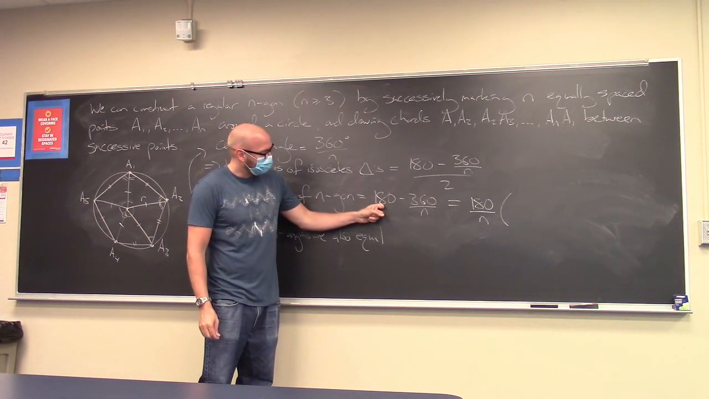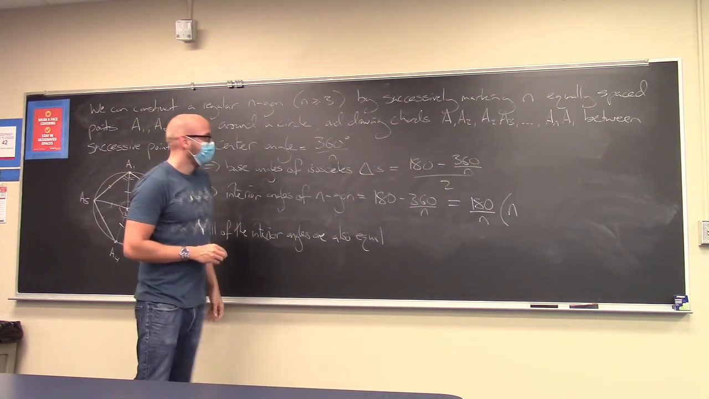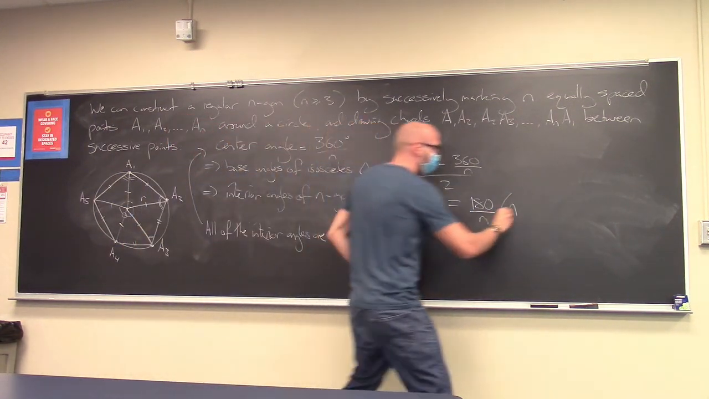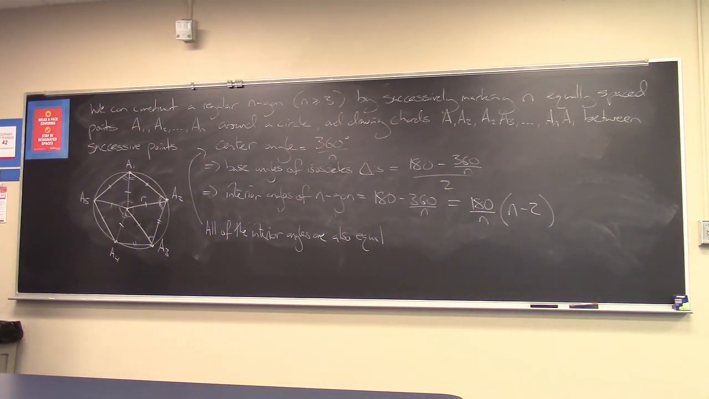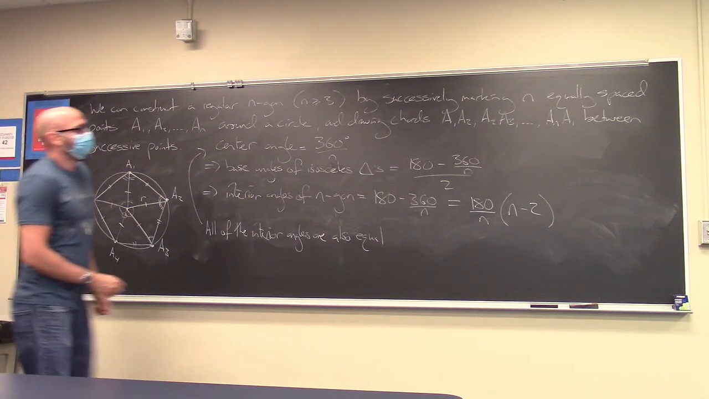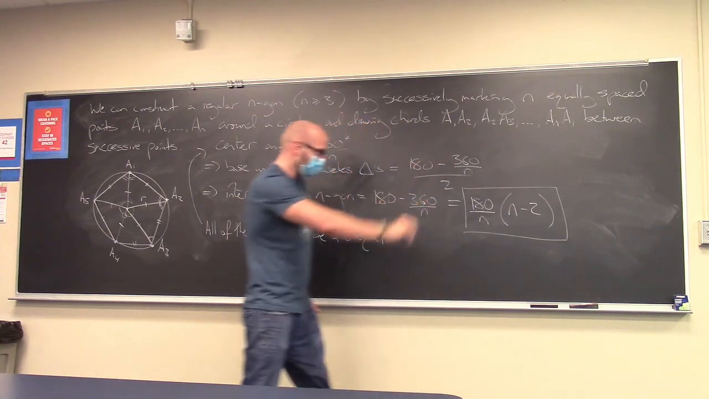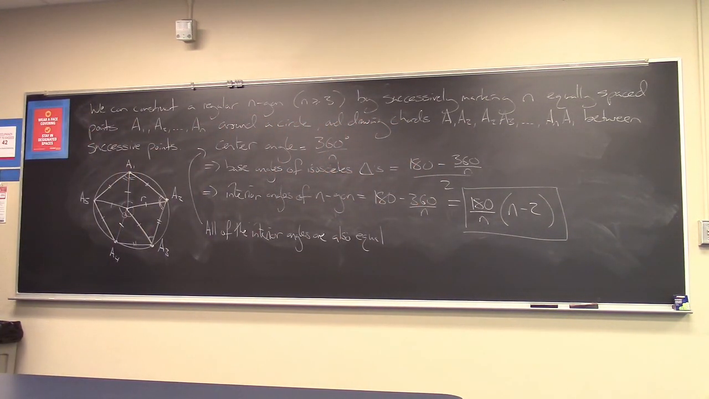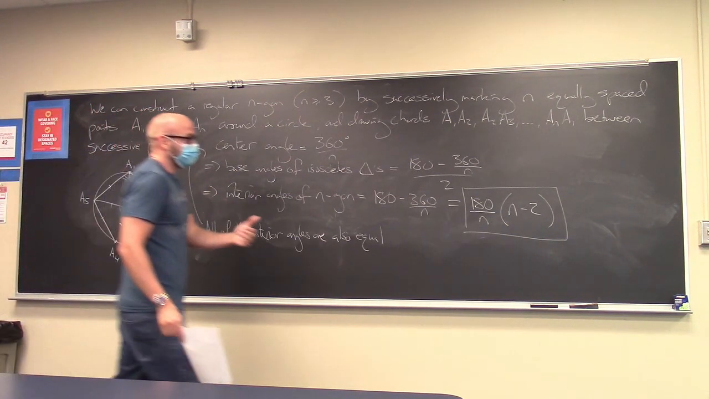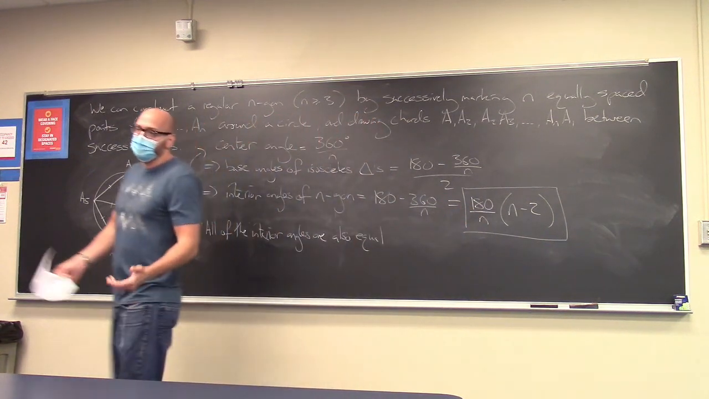I pulled out 180 from this, I've divided by n, so I need to multiply this first term by n. And I pulled out the n from here, so this should just be n minus 2. And I'll just sort of separate this out because there's the formula for the interior angles of a regular n-gon. You can verify, for starters, this works for triangles and squares, right? Plug in n equals 3, n equals 4. You get 60 degrees and 90 degrees.